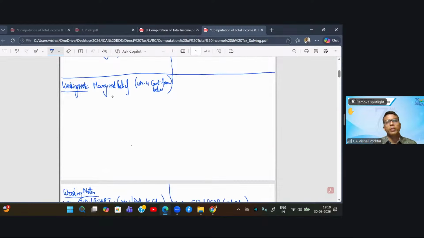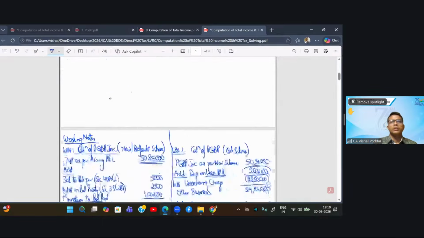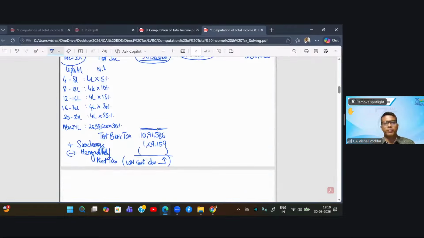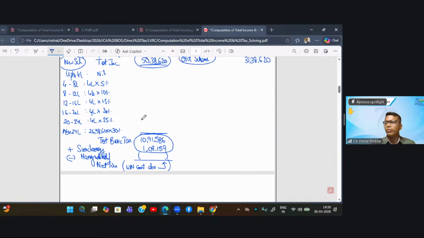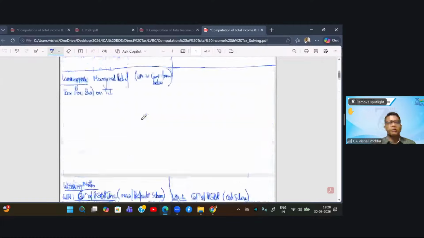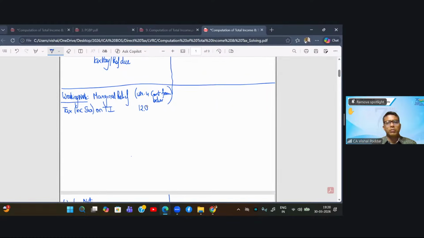Now, students, how do you calculate marginal relief? You calculate tax including surcharge on total income. Now, what is this amount? This is the total of this tax including surcharge. So again, how much am I getting? 1091,586 plus 109,159. I'm getting 12,00745. This is my tax including surcharge.